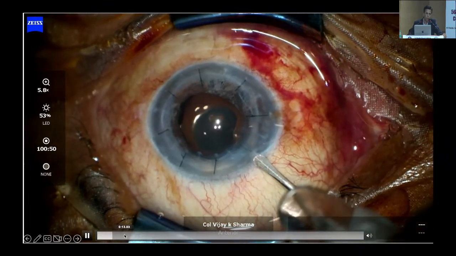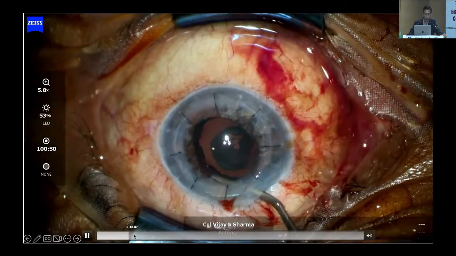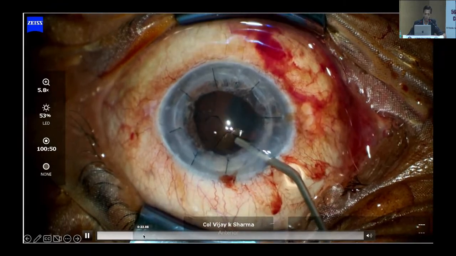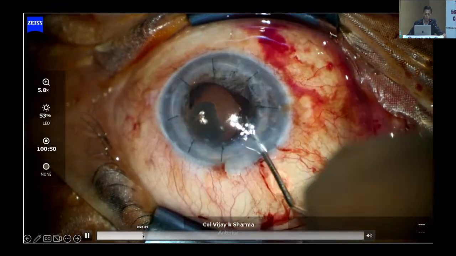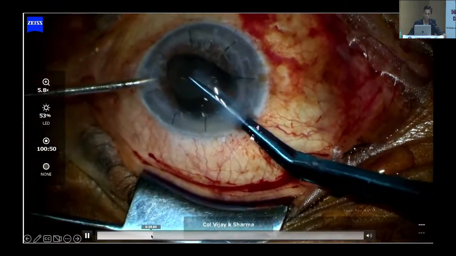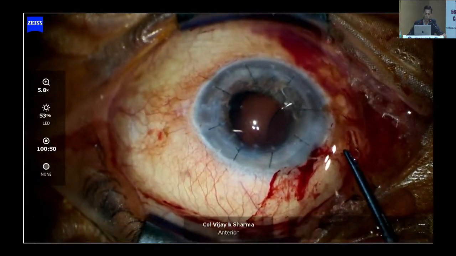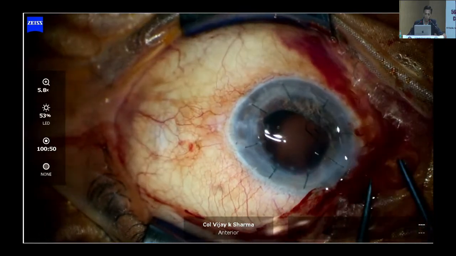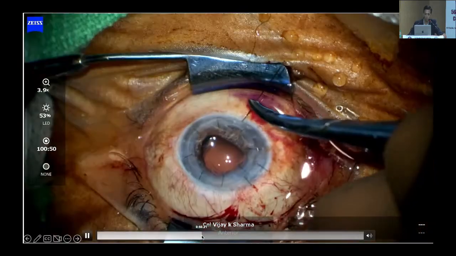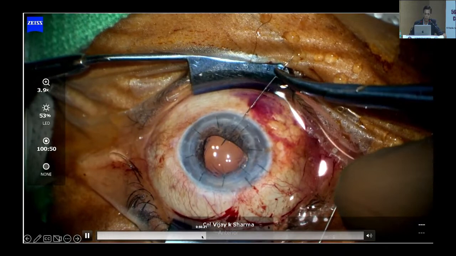This patient also had some deposits on the lens, so we also exchanged the lens in addition. By cutting it in half, then twisting, taking it out through the port, placing a multi-piece lens in the sulcus, and then doing a single pass four throw.